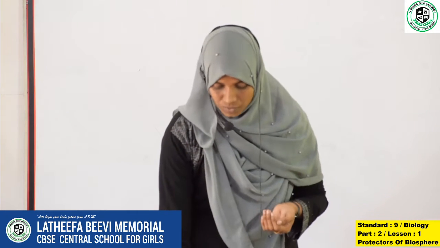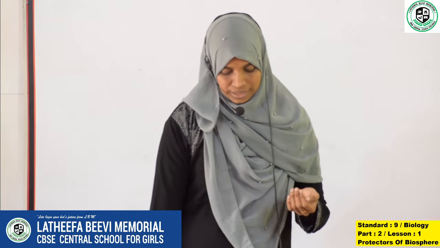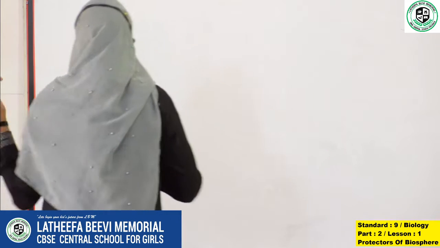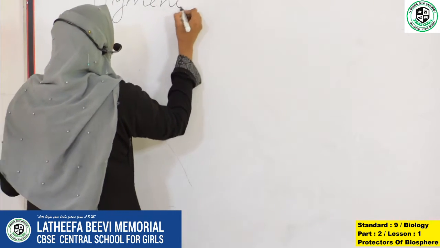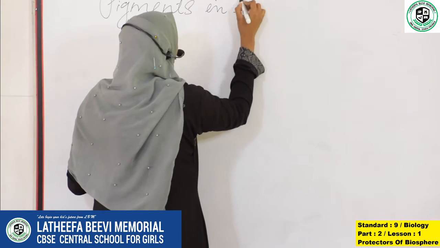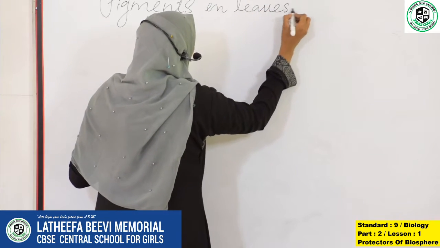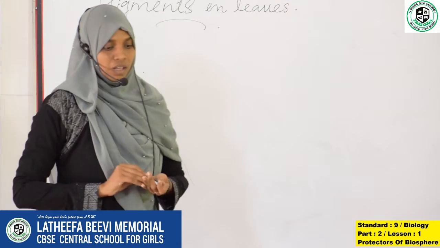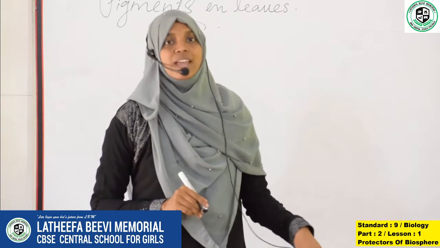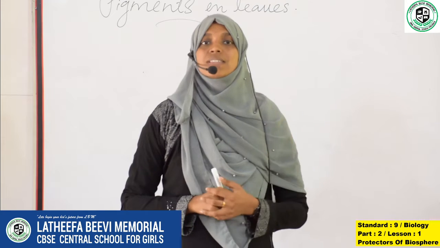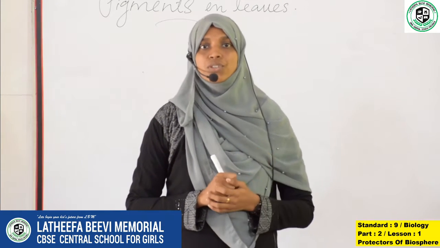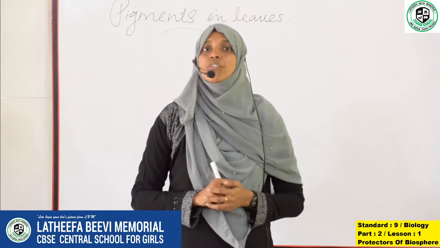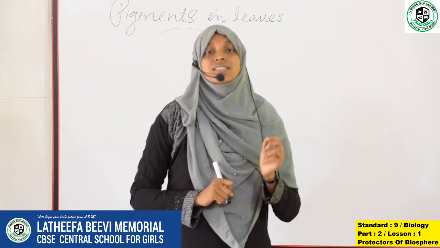Okay. So, today we are going to learn about the pigments in leaves. So, we said that plants can resist global warming. How do plants resist global warming? Through the process of photosynthesis. Through the process of photosynthesis, plants resist global warming.